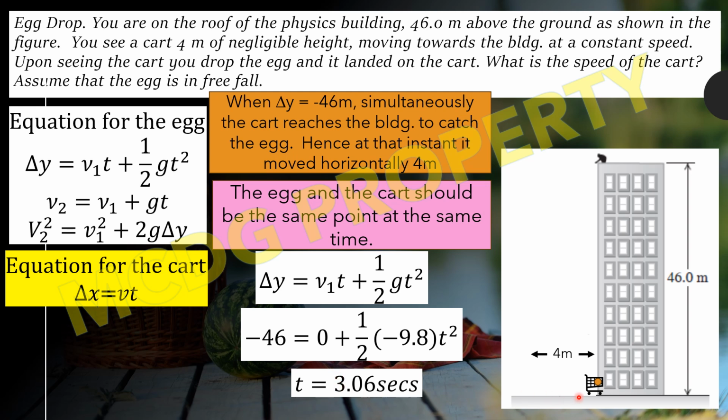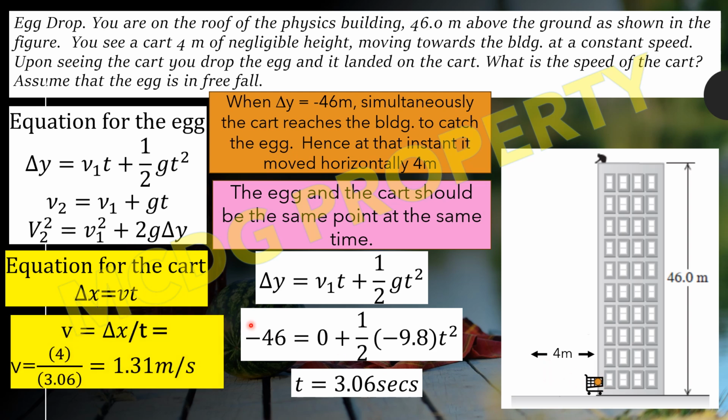Hence, at 3.06 seconds, the cart should also be here, having moved a distance of 4 meters. Solving for the velocity of the cart, the constant velocity of the cart is 1.31 meters per second.